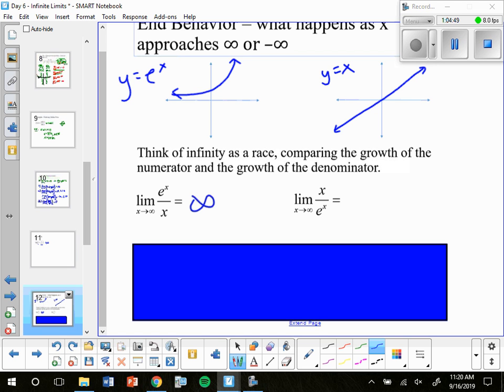If we look at x over e to the x, do you see that x is going to infinity? And e to the x is going to infinity. But which one's growing faster? E to the x. So the difference between them keeps getting bigger. My bottom is getting way bigger than the top. So what's this going to? Zero. It's a smaller number divided by a bigger number, and that is approaching 0.